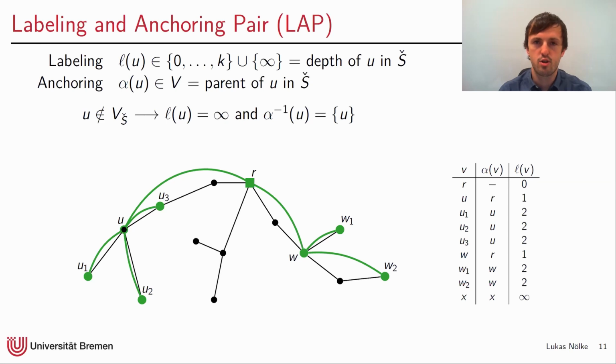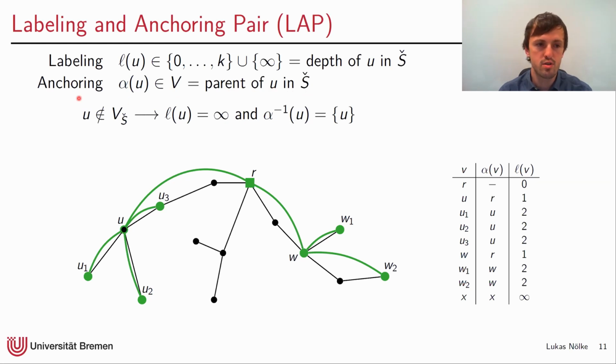So whenever I talk about a tree or a subtree from now on, I will refer with that to the tree that induces the underlying metric. And when talking about Steiner trees, we will talk in terms of labelings and anchorings. And we say a node U has label L of U and mean by this the depth of U in the Steiner tree. We also say a node U has the anchor alpha of U and mean by this the parent of U in the Steiner tree.